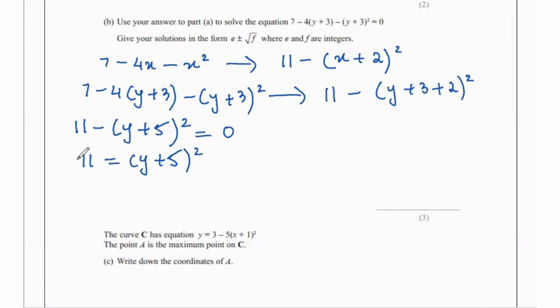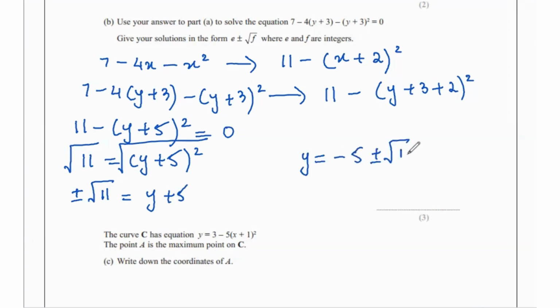So now to get rid of the square, we square root both sides. So that's plus minus root of 11 equals to y plus 5, and y equals to negative 5 plus minus root of 11. That's exactly what they wanted us to show, where e is negative 5 and f is 11.